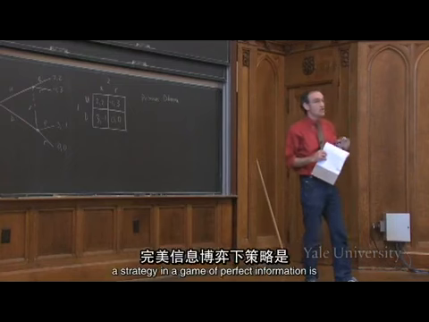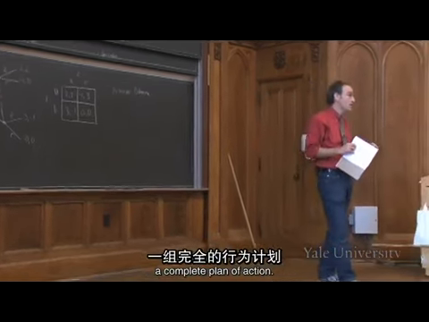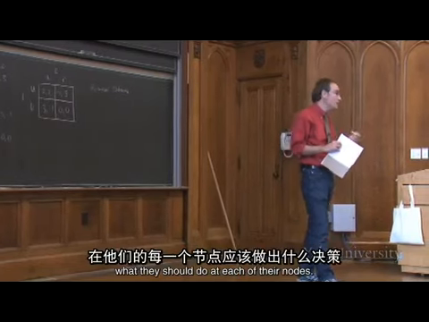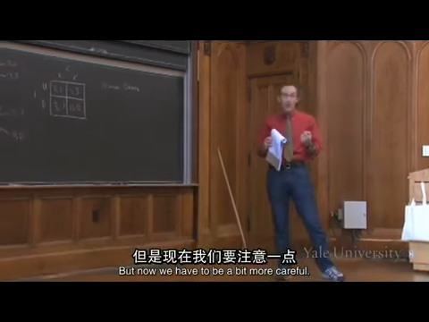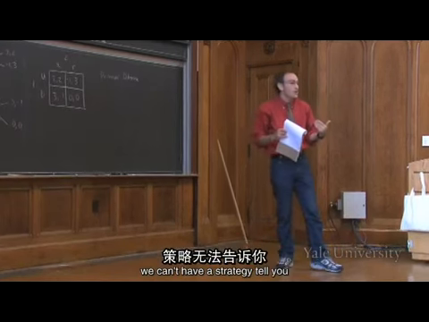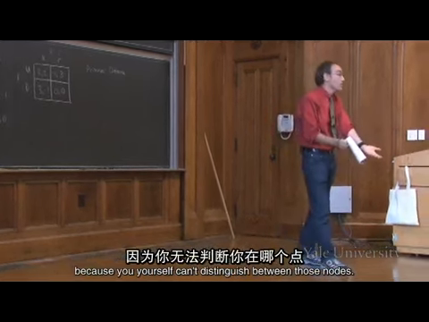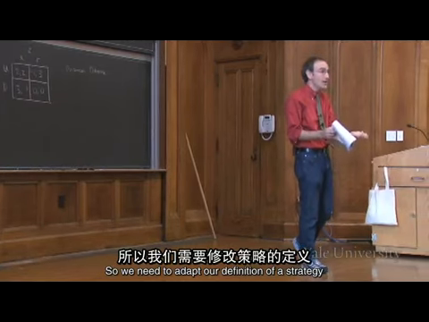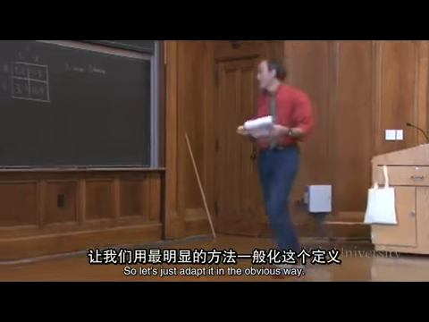Just to remind you, a strategy in a game of perfect information is a complete plan of action. It tells the player in question what they should do at each of their nodes. But now we have to be a bit more careful. Once we move to imperfect information, we can't have a strategy tell you what to do at each of your nodes, because you yourself can't distinguish between those nodes. So we need to adapt our definition of a strategy to make it appropriate for these more complicated games. Let's adapt it in the obvious way.